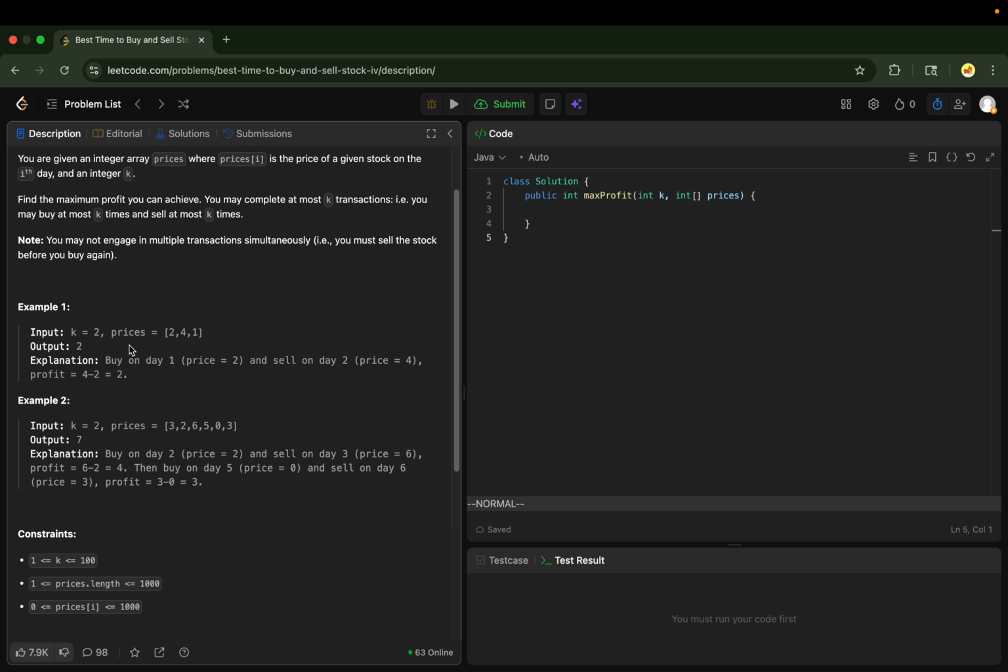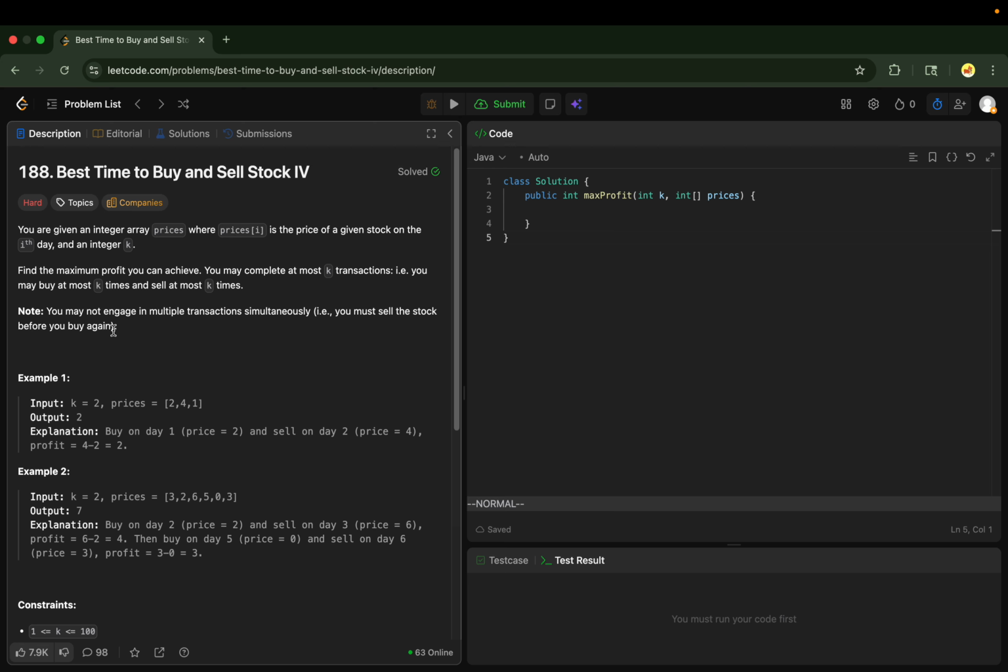So we actually don't need to worry about this one, because if we don't have the stock, we cannot sell, right? So it would be invalid. Same example, but we have the variable k equal to 2. Buy on day 1 at price 2 and sell on day 2 at price 4, then the profit is 4 minus 2.